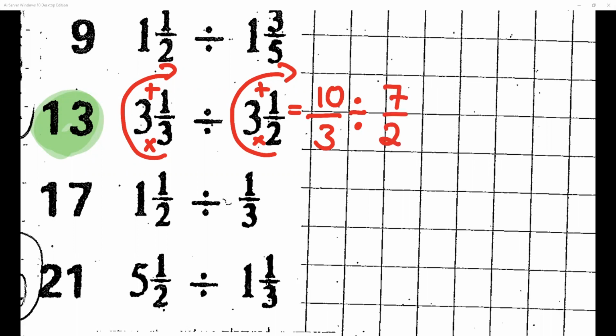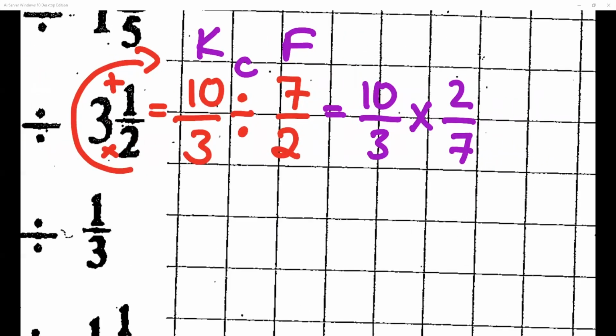What's that special K? What's it called? KFC. So we keep the first fraction the same, which is 10 over 3. We flip the second fraction upside down, and we turn the divide into a times. So can we cancel anything at the moment? Let's have a look. Let's try.